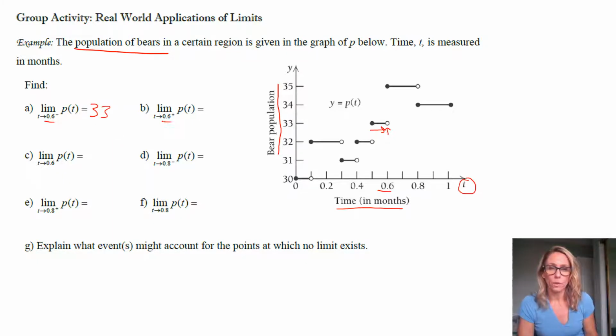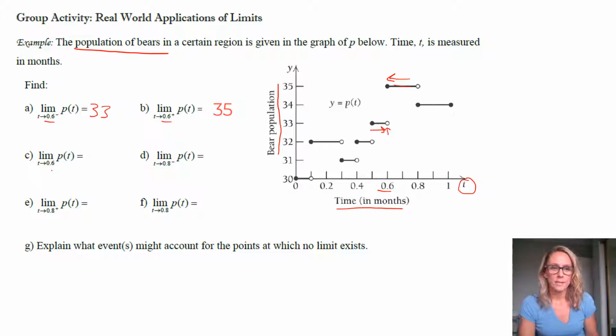Looking at B, we're looking at what happens when we come from the right. So very similar. Again, it doesn't matter that there's actually a value there at 0.6. What matters is that we have this line that continues on and gets closer and closer up until 0.6. So notice that on either side of 0.6 of a month, we have a change in the number of bears.